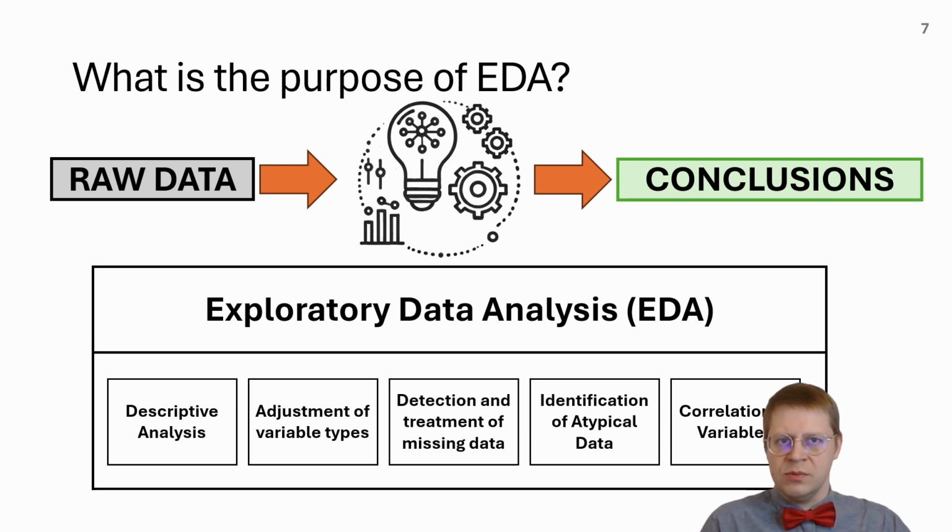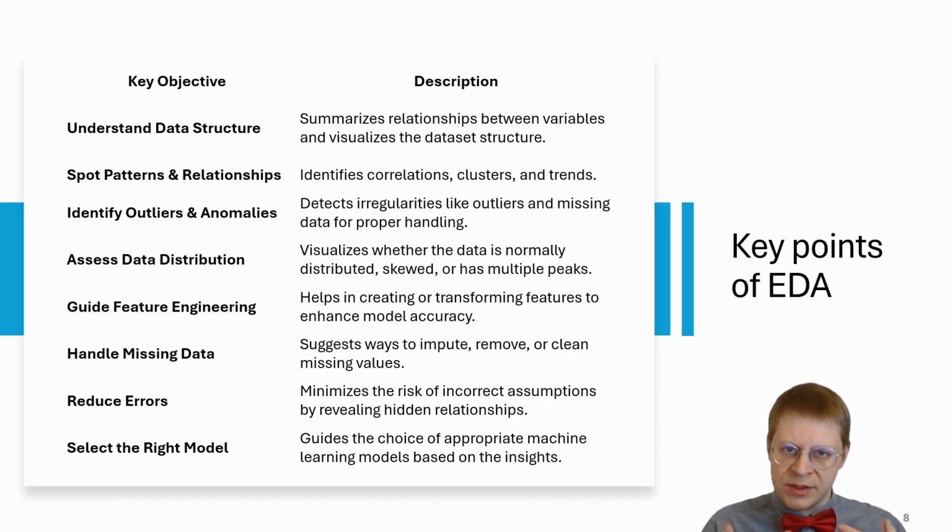And what about the objectives? Let's break down the key objectives of EDA. First one, understanding the data structure. It helps you see how variables interact. Then it's spotting patterns and relationships. It is essential for uncovering trends or clusters. Identifying outliers is critical, as these can skew your analytics if left unchecked.